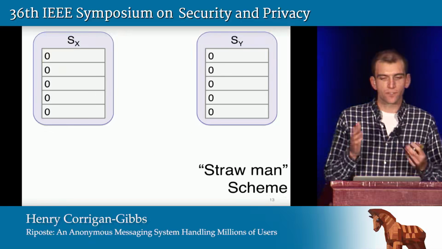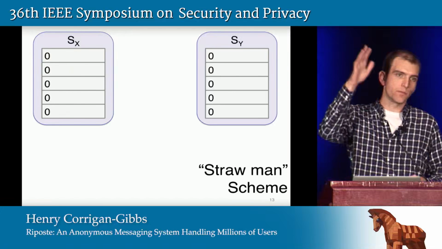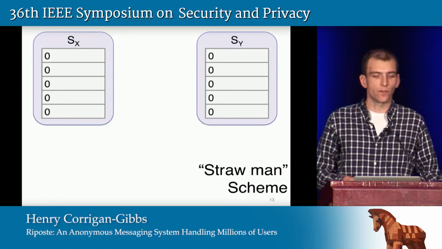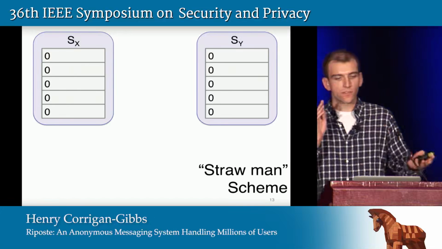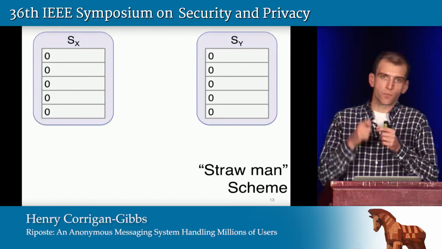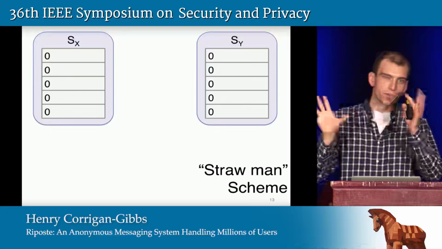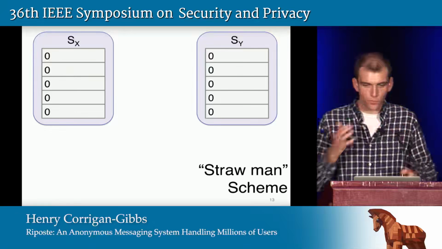But really, these two servers are holding shares of the state of the bulletin board. So the bulletin board starts out at the beginning of the day with all zeros. And you can think of this also as like a database. Like these two servers are holding shares of a database. And the users, as they're posting to the bulletin board, are really writing into the database without leaking to the servers where they're writing. So how does this work?